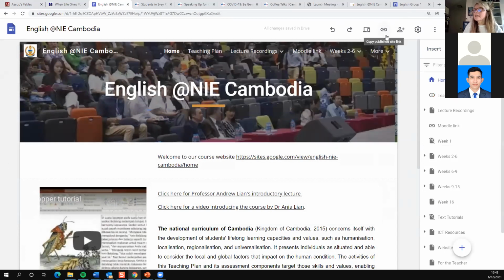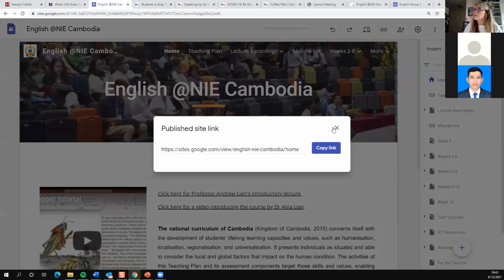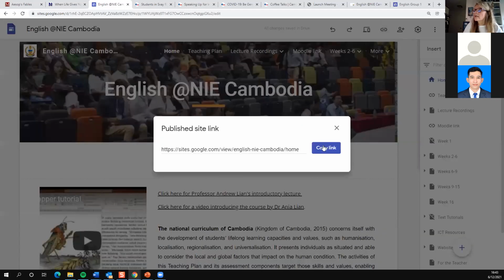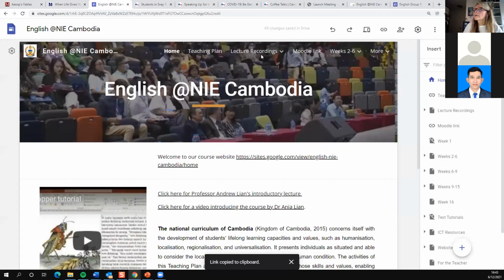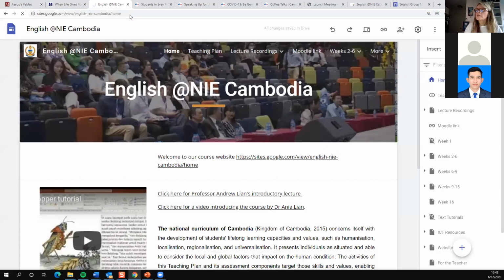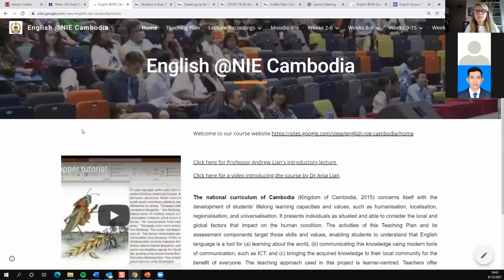If I want the link, I go to this little pin or whatever it is, this sign. I copy link. And now I can just paste it, Control V, and we're on our page.